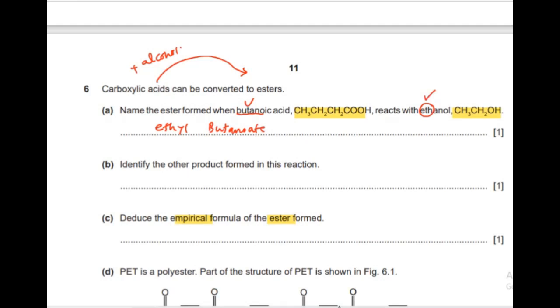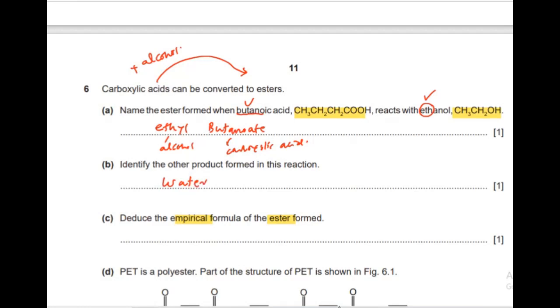If you have butanol and ethanoic acid, you may get butyl ethanoate. So this is ethyl butanoate. This part is from alcohol, and this part is from carboxylic acid. I hope you get the answer. Identify the other product formed in this reaction. You know that the OH from this and H from this, you will get another product, which is water.